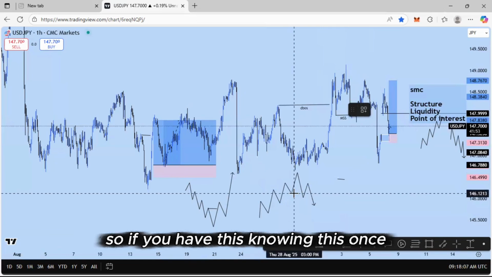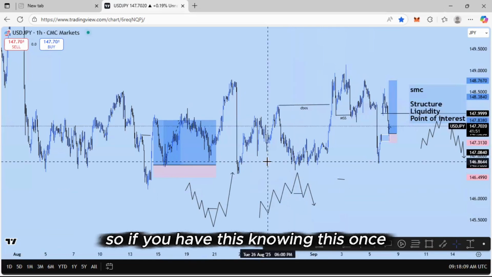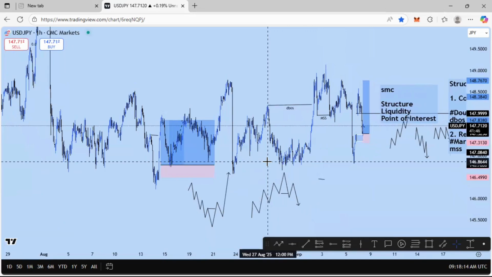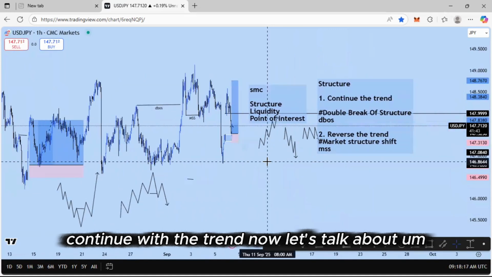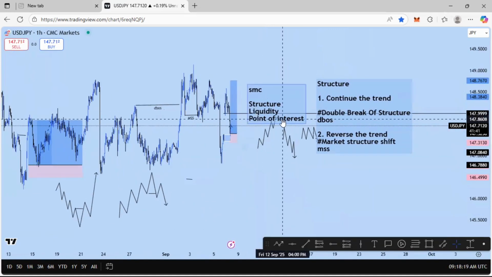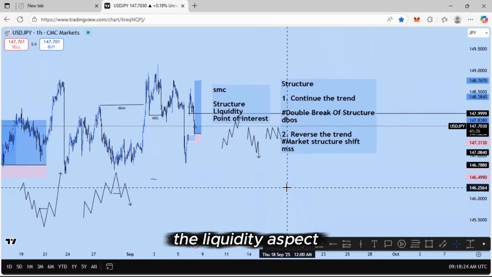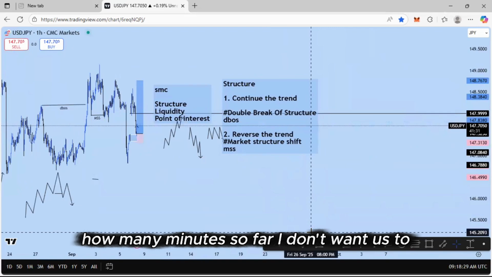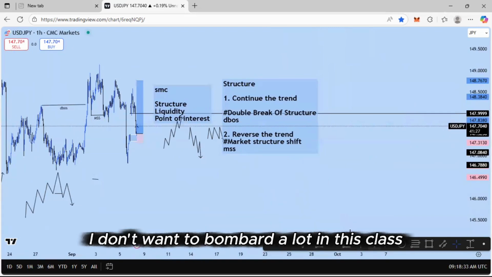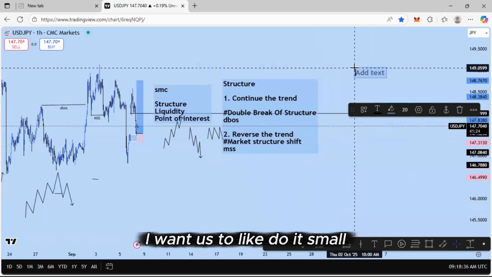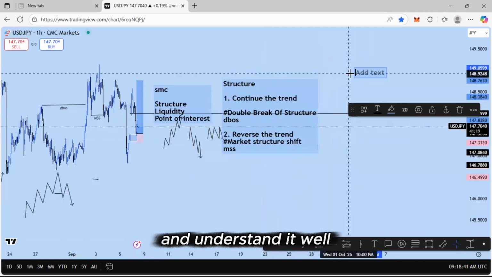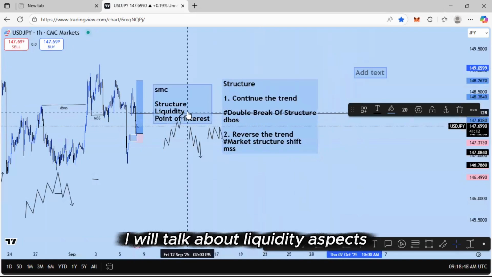So knowing this, now you can know how to reverse trend and how to continue with the trend. Now let's talk about liquidity. The liquidity aspect. How many minutes so far? I don't want to bombard you with a lot in this class. I want us to do it small, small so that you would be able to understand it well. Maybe in our next class, I will talk about liquidity aspects.